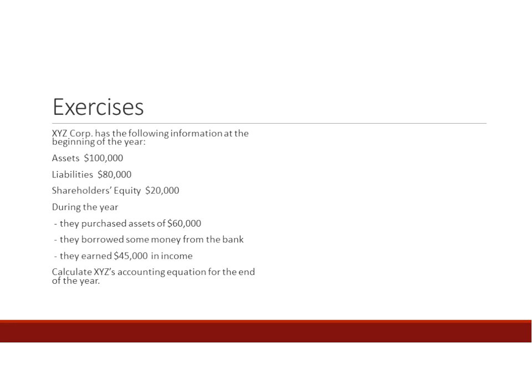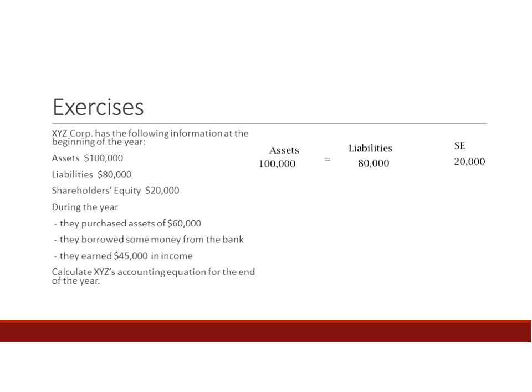Let's start by setting up our assets, our liabilities, and our shareholders' equity. So at the beginning of the year, we had assets of $100,000, we had liabilities of $80,000, and shareholders' equity of $20,000. And we see that this was equal indeed.